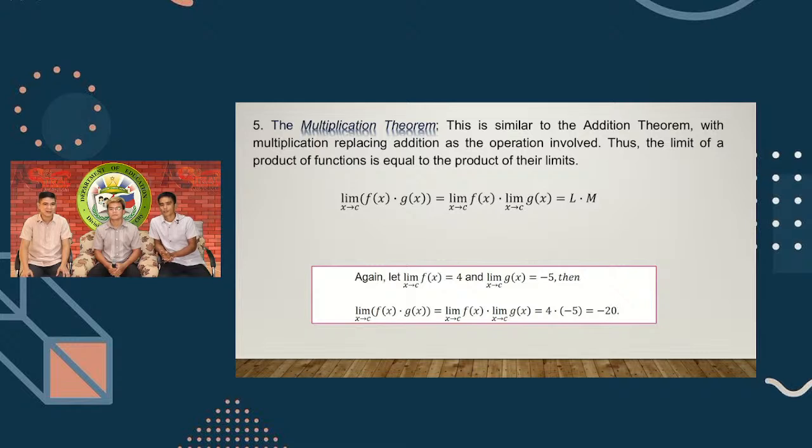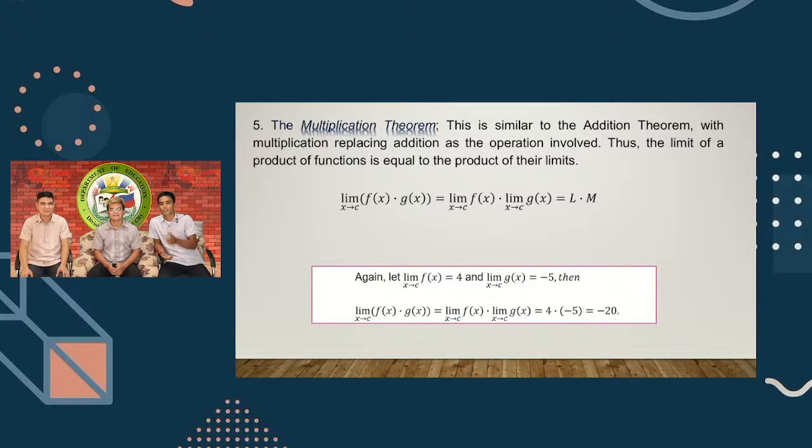Again, if the limit of f of x as x approaches c is equal to 4, and the limit of g of x as x approaches c is equal to negative 5, then the limit of f of x times g of x as x approaches c is equal to the limit of f of x as x approaches c times the limit of g of x as x approaches c. That is equal to 4 times negative 5, and that is equal to negative 20.